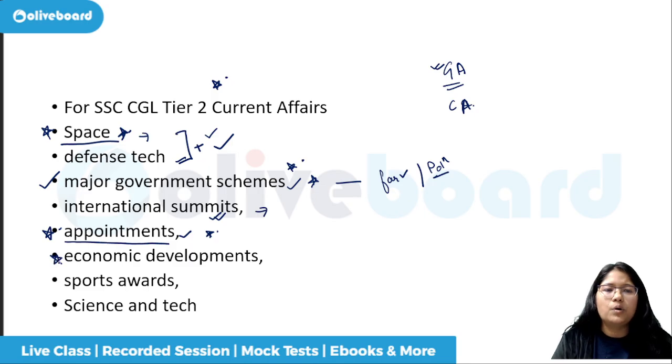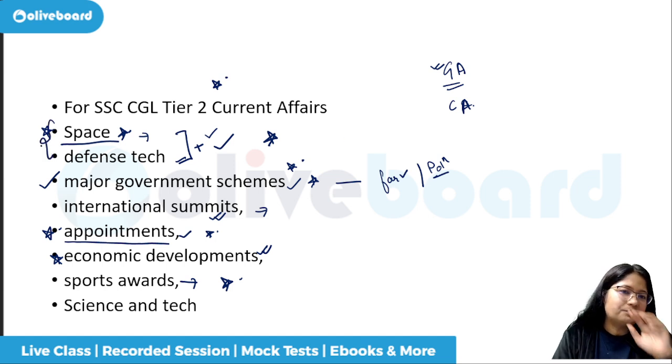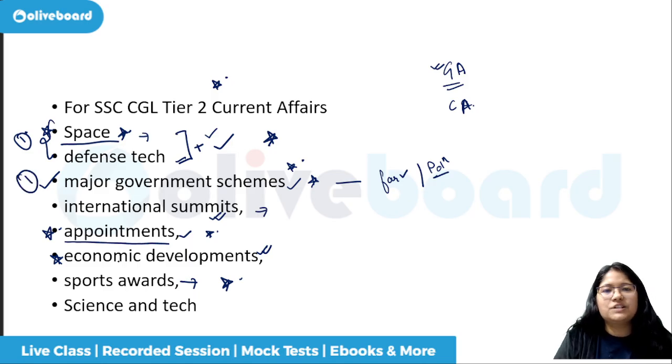Then if there is any important economic development which is in the news, you have to take care of that. Sports section as well. If I have to say three questions from current affairs, then probably one will be space and defense in one go, one will be from the major government schemes, and one will be from sports. And if one more question is required, then it will be from science and tech, if any new development has happened there. So say a maximum of 2 to 3.